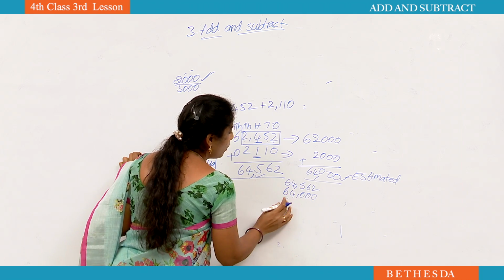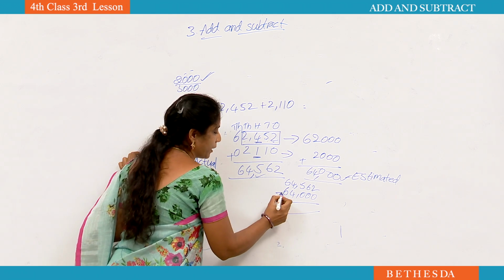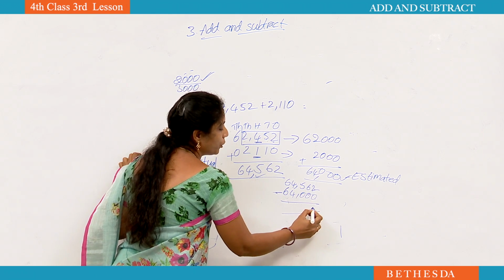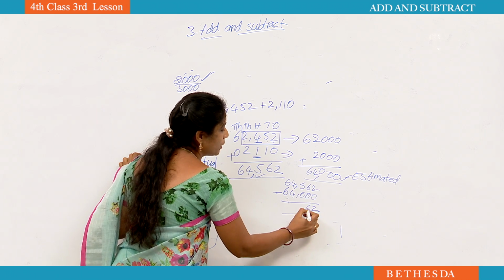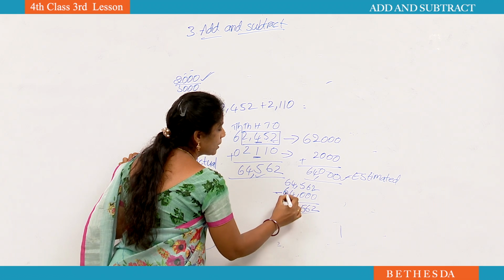64,562. Now, find out the difference. Difference means we should do subtraction. Now 2 minus 0, 2. 6 minus 0, 6. 5 minus 0, 5. 4 minus 4, 0. 6 minus 6, 0.